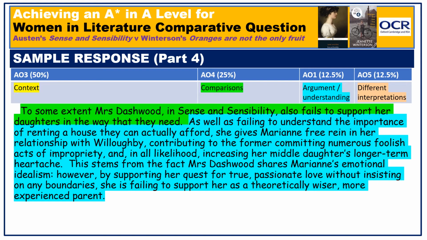To some extent, Mrs. Dashwood in Sense and Sensibility also fails to support her daughters in the way that they need, as well as failing to understand the importance of renting a house they can actually afford. She gives Marianne free rein in her relationship with Willoughby, contributing to the former committing numerous foolish acts of impropriety, and in all likelihood increasing the middle daughter's longer-term heartache. This stems from the fact Mrs. Dashwood shares Marianne's emotional idealism. However, by supporting her quest for true passionate love without insisting on any boundaries, she is failing to support her as a theoretically wiser, more experienced parent.